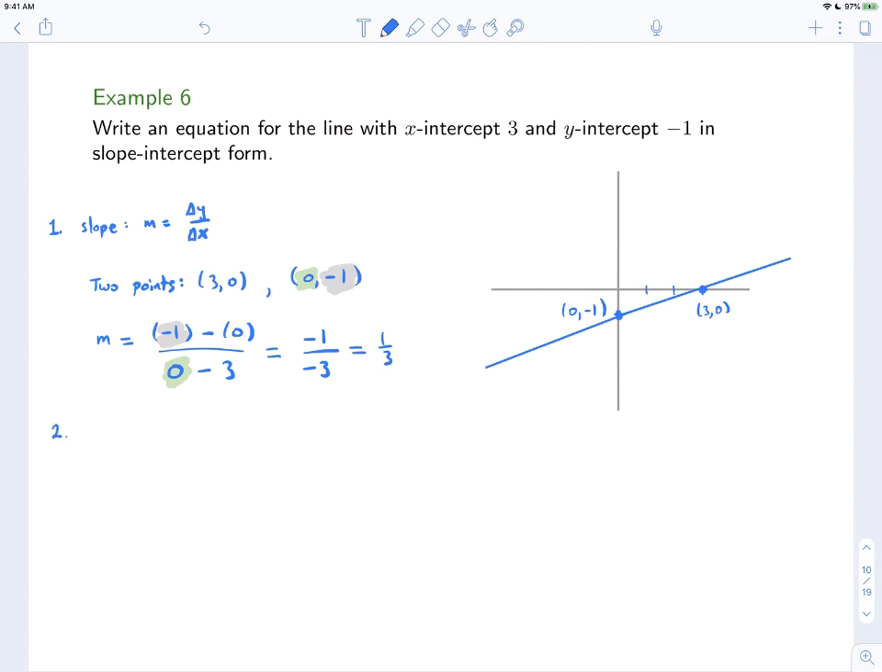The second thing we need is a point. We can pick any point that we want. Might as well just pick the y-intercept there. So the point that we're going to use is 0, -1.